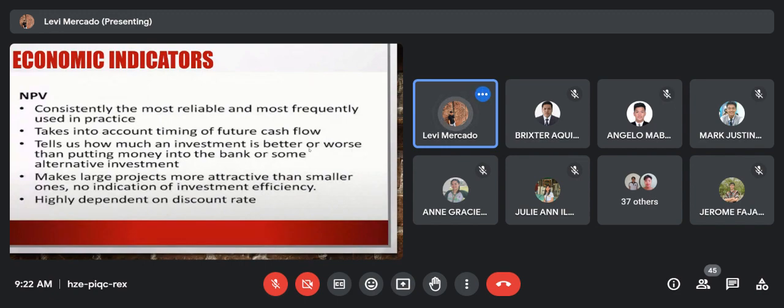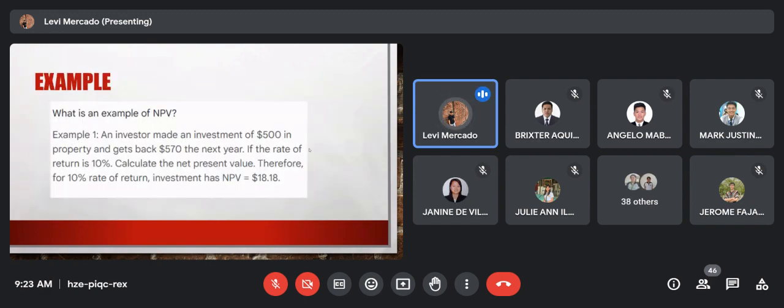Pag greater than zero, ibig sabihin, kung mag-i-invest tayo, maaari tayong kumita. Malaki yung probability na tayo kikita kung magkakaroon tayo ng profit pabalik. So, NPV calculation accounts other factors like cost of capital and opportunity costs. Based sa definition dito, it takes into account timing of future cash flow, and it is highly dependent on discount rate. So that's net present value.